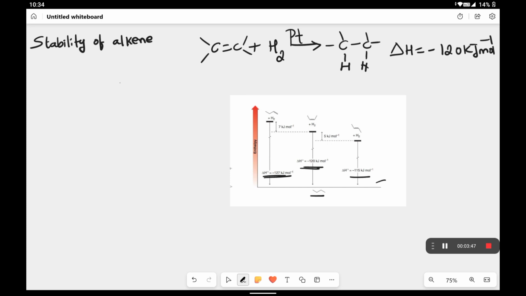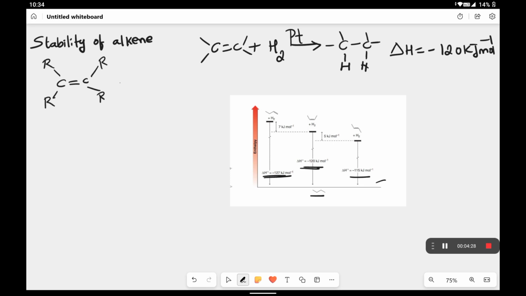The enthalpy means the total energy of the simple, lesser substituted molecule. It is much more, and it is given out in the form of energy on hydrogenation. In other words, as the substitution increases, the stability also increases. So let us see the general trend. The general trend is that tetra-substituted molecules are highly stable.